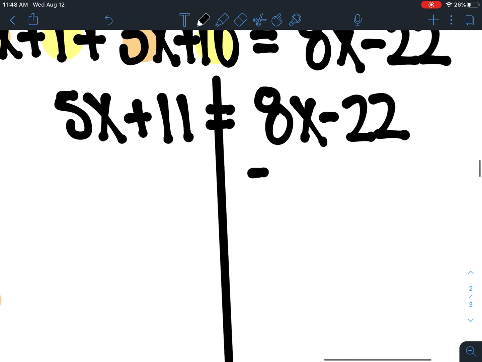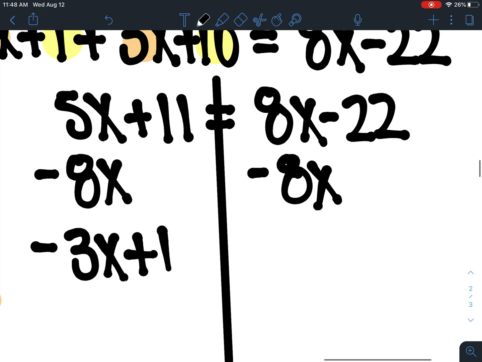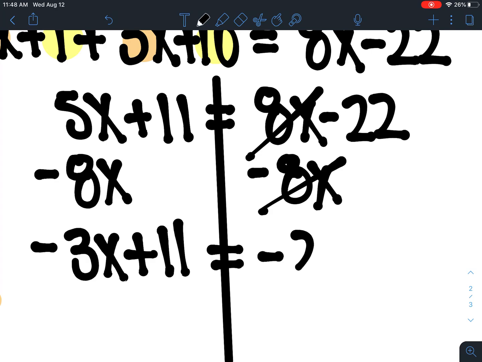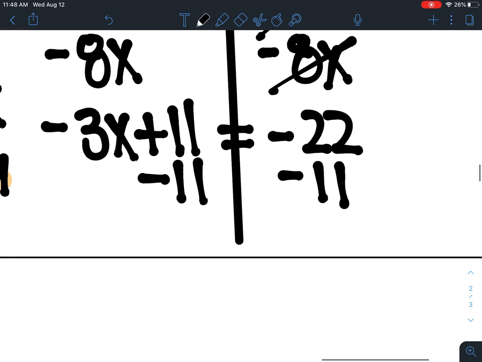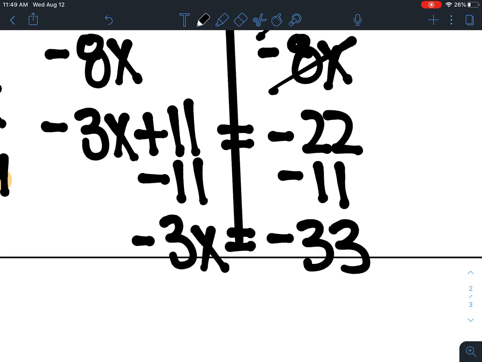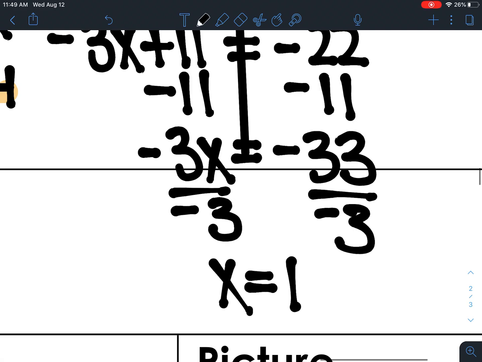So I'm going to subtract 8x on both sides, and I'm going to get negative 3x plus 11 equals, and the 8x's cancel out, which was the goal, and then I'm going to bring down the negative 22. Getting rid of that 11, I'm going to subtract 11 on both sides, and I'm going to get negative 3x is equal to negative 33. Dividing out that negative 3, we get x is equal to 11, which is the first answer that we need.